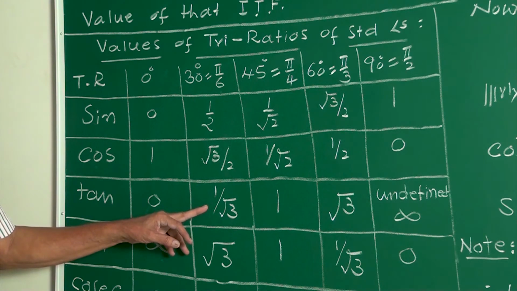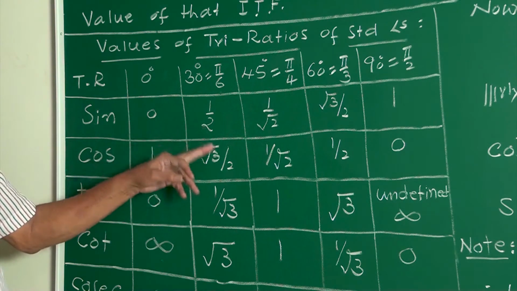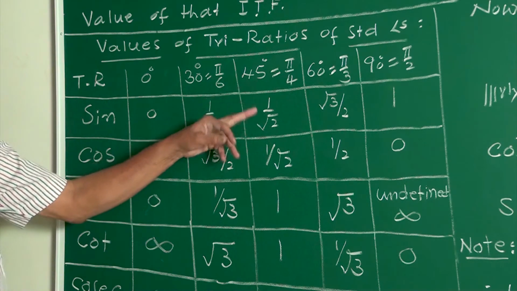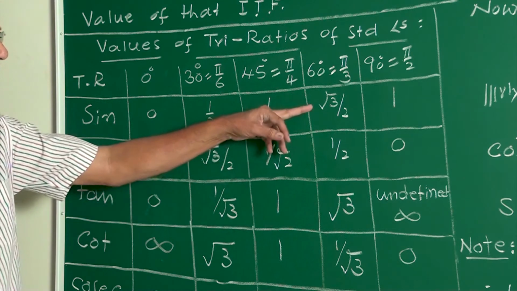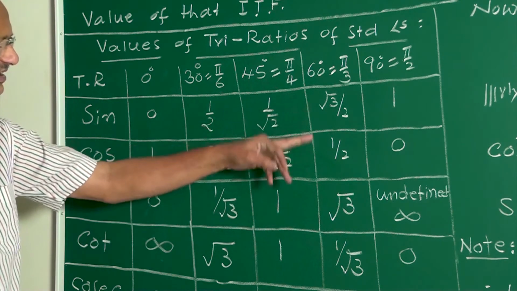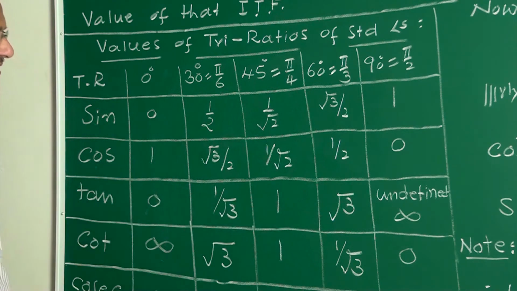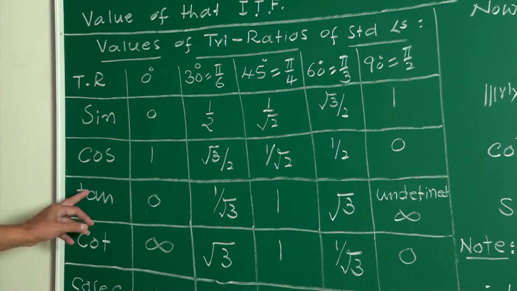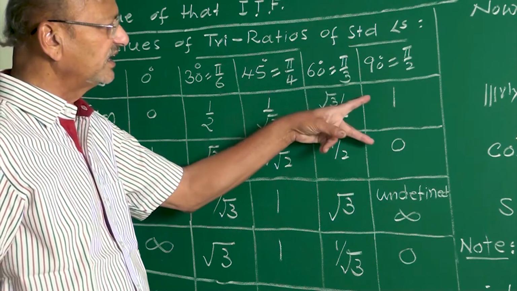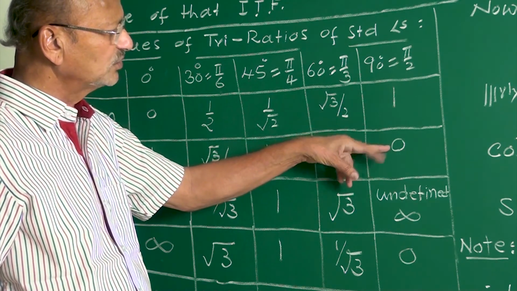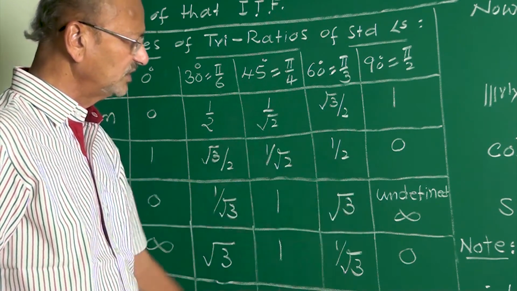Tan 0 is 0. Tan 30 is 1 by root 3, this upon this, the 2 cancels. Tan 45, both cancel, it is 1. Tan 60 is this upon this, again 2 cancels, remains root 3. And tan 90, what is tan 90? 1 by 0. We can't divide by 0, so it is undefined, which is infinity.